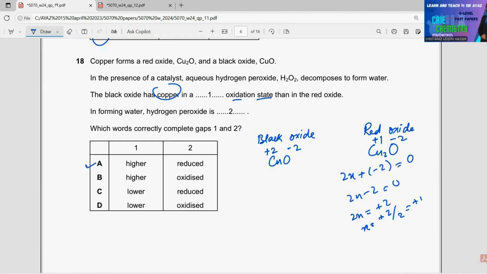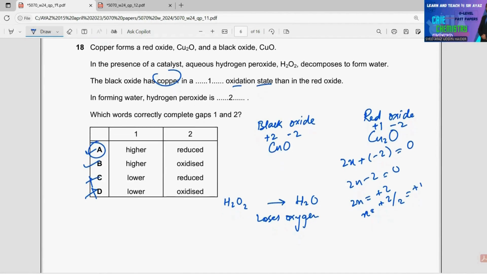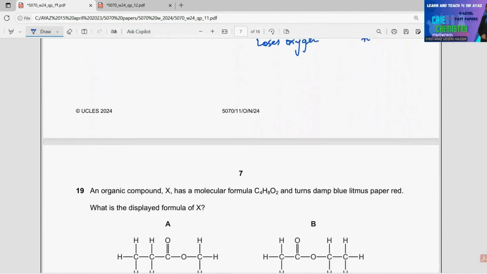So either A is correct or B is correct. Both C and D are incorrect. Now we have narrowed down the choices. Now let's check what is happening to hydrogen peroxide. H2O2 is converted to H2O. Is it oxidized or reduced? If you look carefully, it loses oxygen. So it means it is reduced. So A must be the right response. Going to the next MCQ, which is 19.